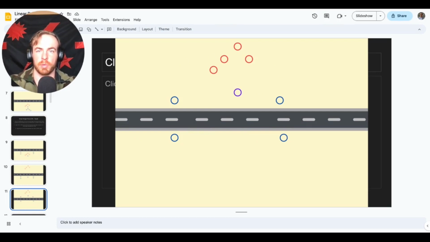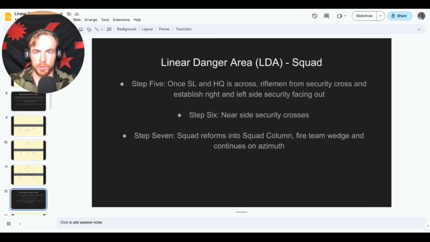It looks like I got some of my slides messed up. So squad leader is going to cross. The Bravo team's not going to cross yet. So once the squad leader and headquarters is across, the riflemen from security are going to cross and establish right and left side security facing out. Step 6, near side security crosses, and then step 7, your squad's going to reform into your squad column fire team wedge or another movement formation depending on the terrain, and continue on azimuth.